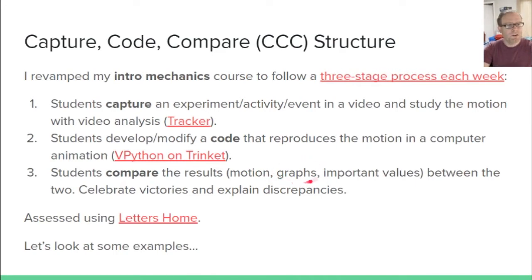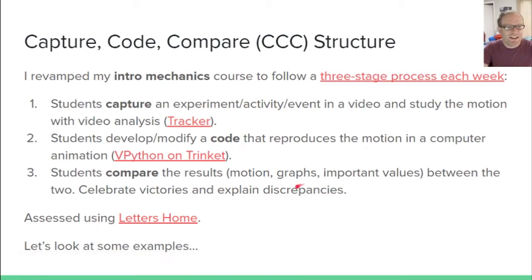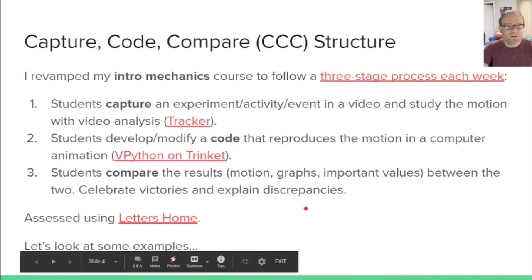We get into a little bit more detail when we graph the motion, so the graphs need to show that they're the same type of shape, so they've got to both be linear or both be parabolic or something like that. And they can also compare important values. So if we've got a linear graph from the video and a linear graph from VPython, they can compare the slope of the two to see how well they match. So there's a little bit of scaffolding there in terms of what the students are comparing and how in depth they're going. And the goal for this stage is to celebrate the victories, so what worked well, and explain any discrepancies that arose between the two sets of results.